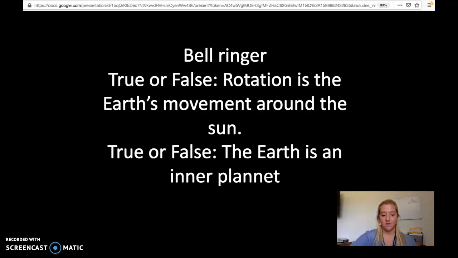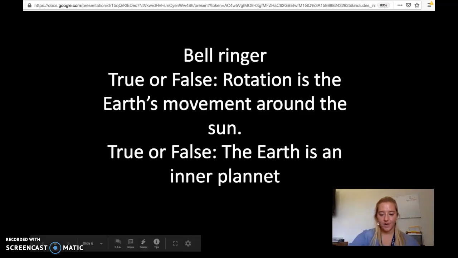Do you guys know, this would be a bonus question, what separates the inner and the outer planets? It is actually an asteroid belt that separates the inner and the outer planets. So there's a belt of asteroids between Mars and Jupiter.